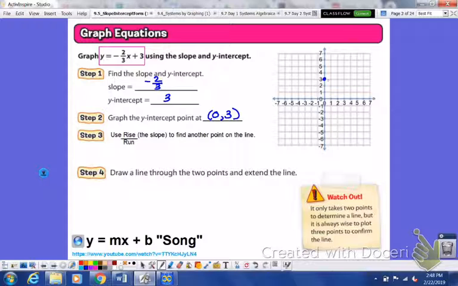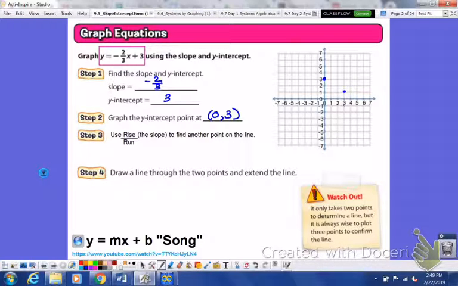Step 3, you're going to use your rise over run, which is your slope, to find another point on the line. Do not go back to the origin. Always go back to your y-intercept. Our slope is negative 2/3, so we can go down 2. So 1, 2, then right, 1, 2, 3.